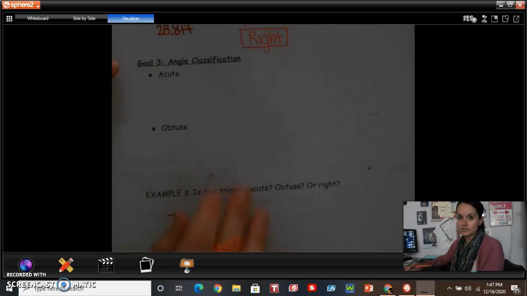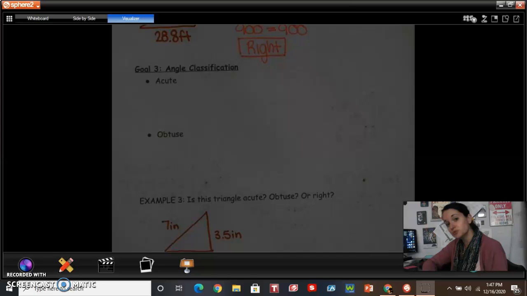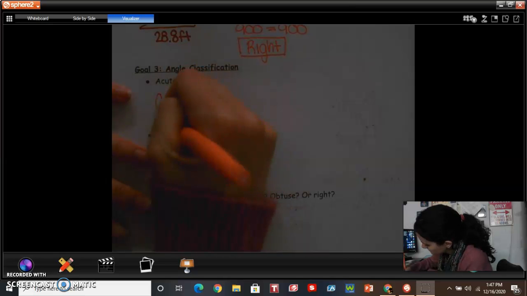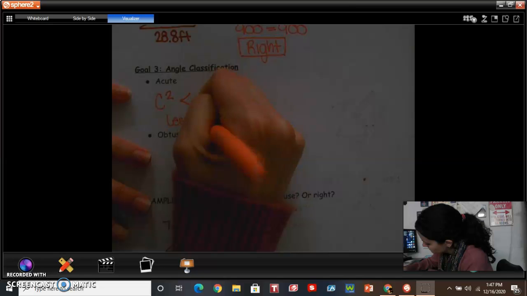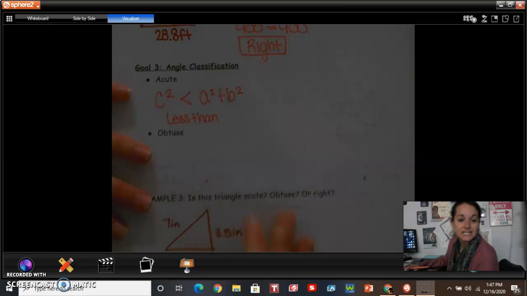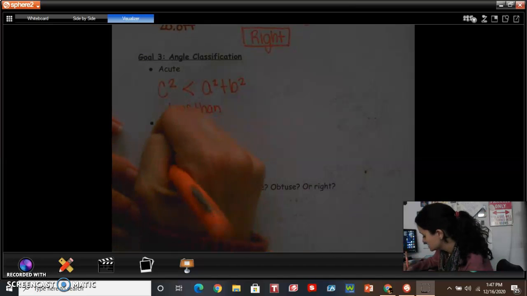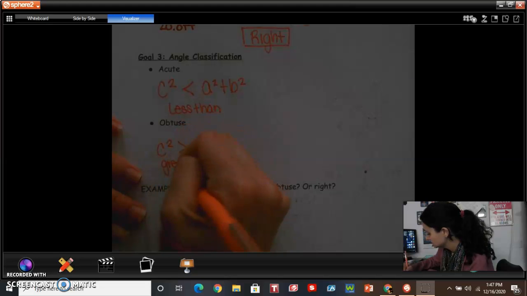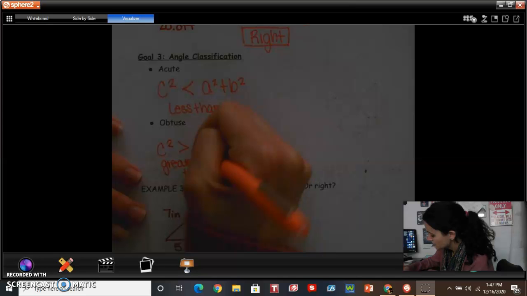All right, moving on. Well, if it's not a right angle, what else could it be? It could be acute or it could be obtuse, and this is where the inequalities come into play. C will still be the longest side. Now if it's going to be acute, it's going to satisfy this equation: C squared is less than A squared plus B squared. And if it's obtuse, we're going to say C squared is greater than A squared plus B squared.